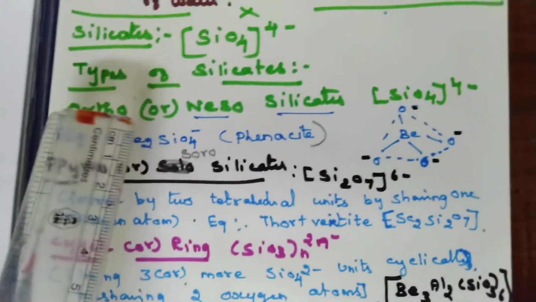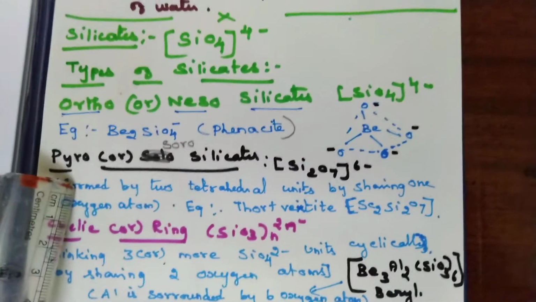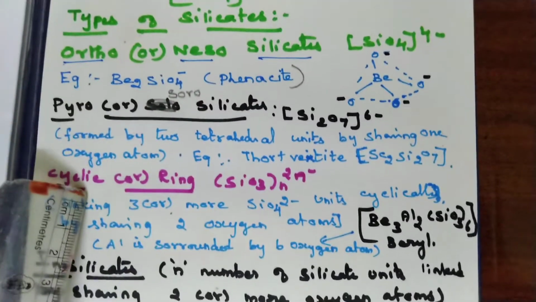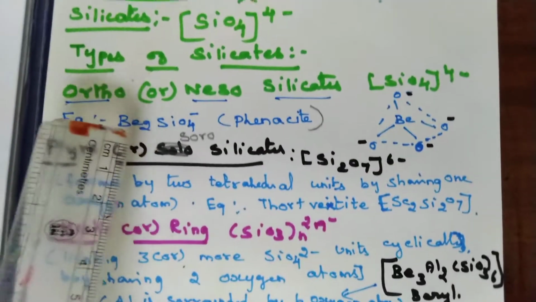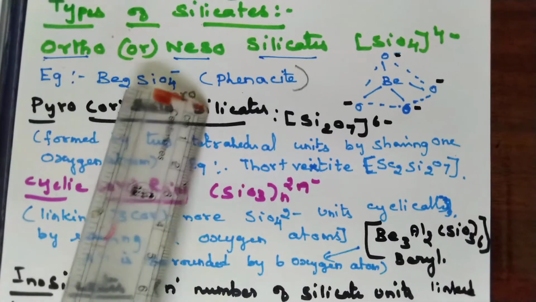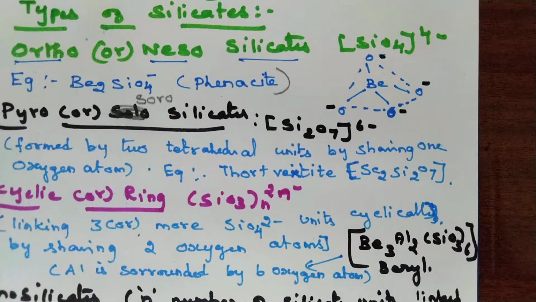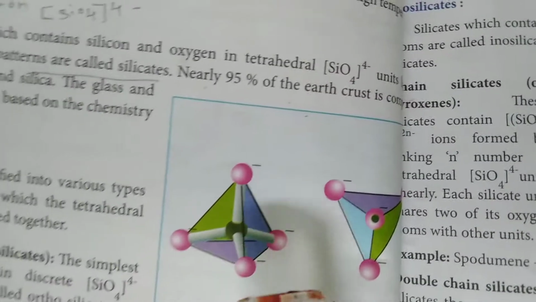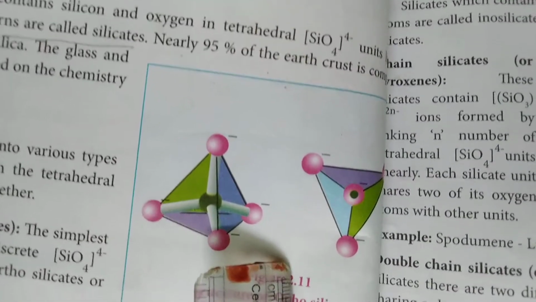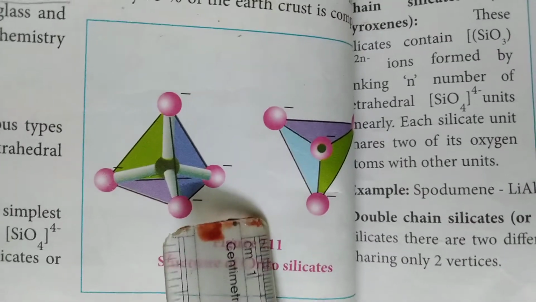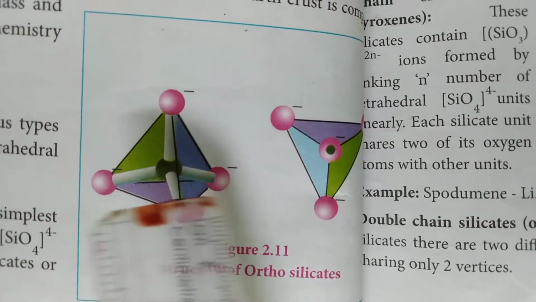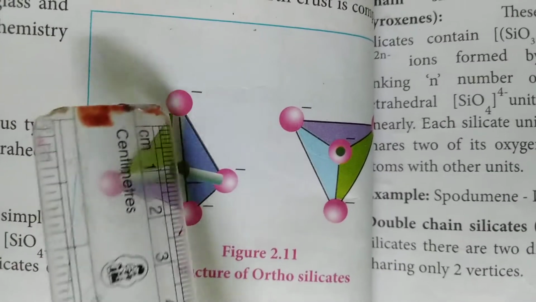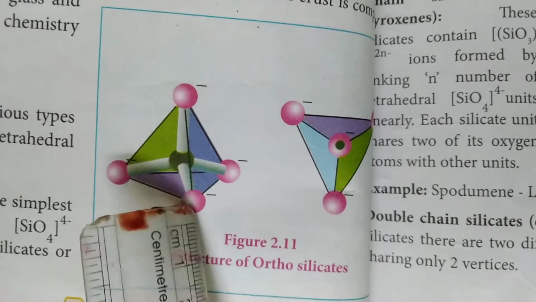Silicates are classified into ortho or nesosilicates, pyro or sorosilicates, cyclic or ring silicates, and inosilicates. Four types are there. The first one is ortho or nesosilicates. Look at this structure. This is the simplest form of the silicates, which contains only one unit of SiO4 4-. Si is in the center and oxide ions are at the corners.